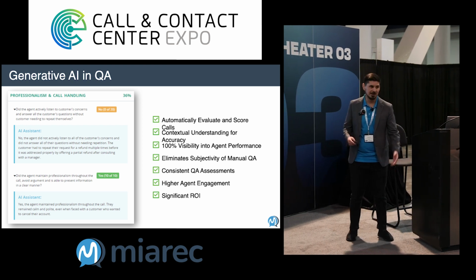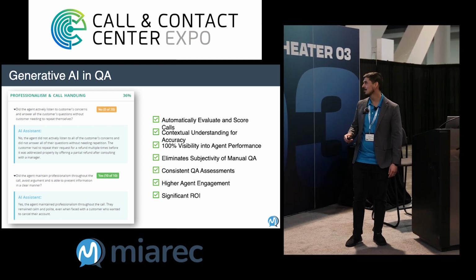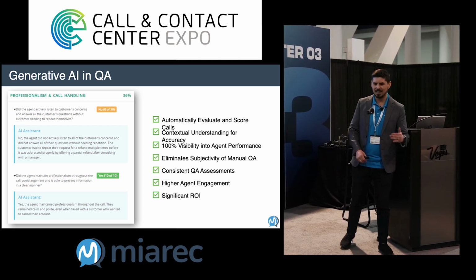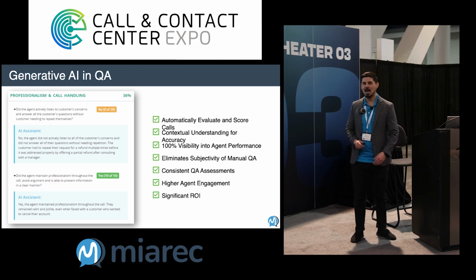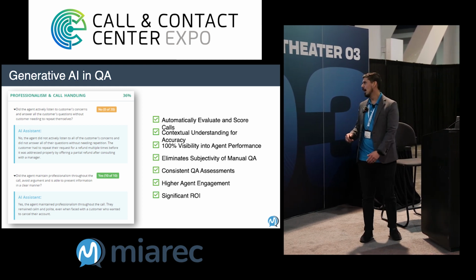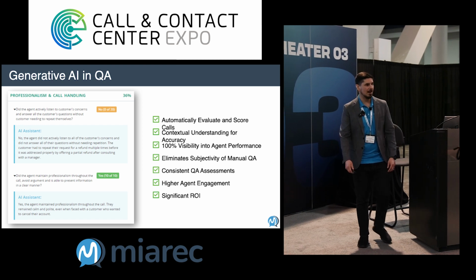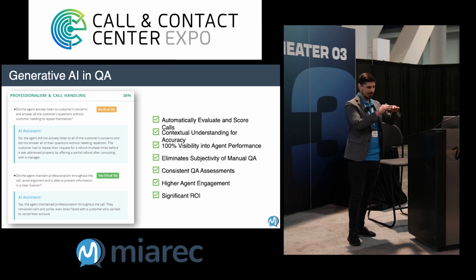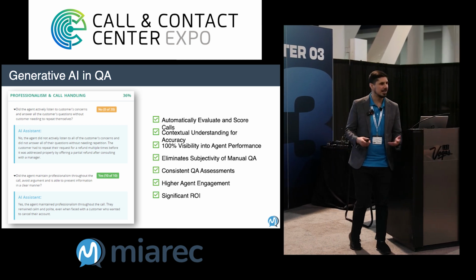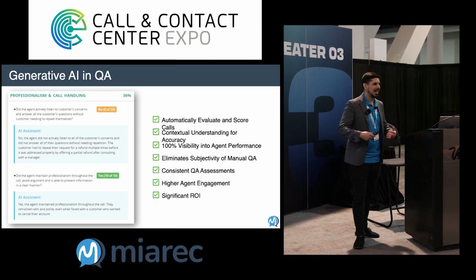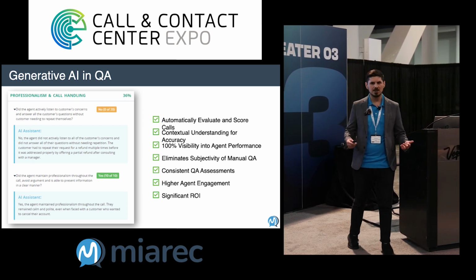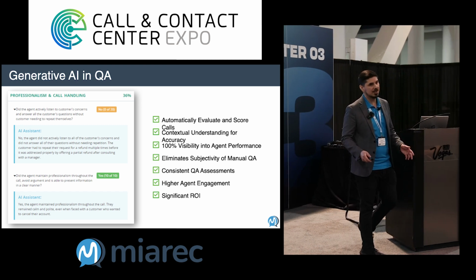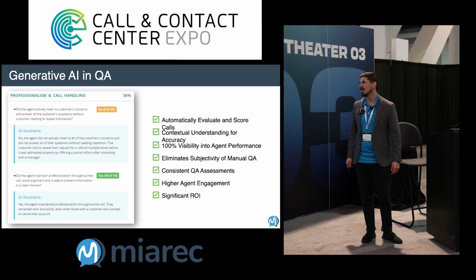All right, eliminate subjectivity, right? So that's another one. And of course, consistent QA assessments. Instead of a human evaluator who might do it differently every time, you have everything happening the same every single time, right? And higher agent engagement. Now that the agents are having all their calls reviewed, not only are they getting their QA scores when they've done a poor job, but they'll see all their scores when they did a great job. So it's a more engaging process for the agents to have all of their calls evaluated. And Gen AI provides really significant ROI. I'll touch on that a little more later, but these are just some of the benefits.